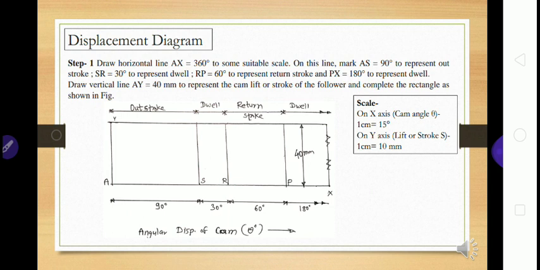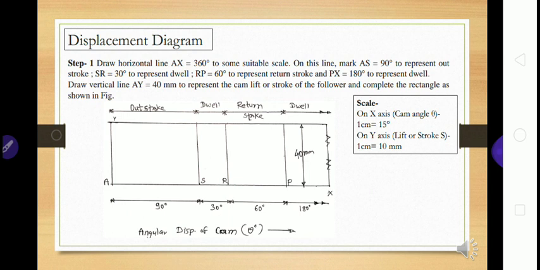Similarly, SR distance is of the dwell, and the dwell angle is given as 30 degrees. That 30 degrees means it is 2 cm. SR distance will be 2 cm. RP is the return stroke. For the return stroke the angle is 60 degrees. Therefore, according to the scale, it will be 4 cm.